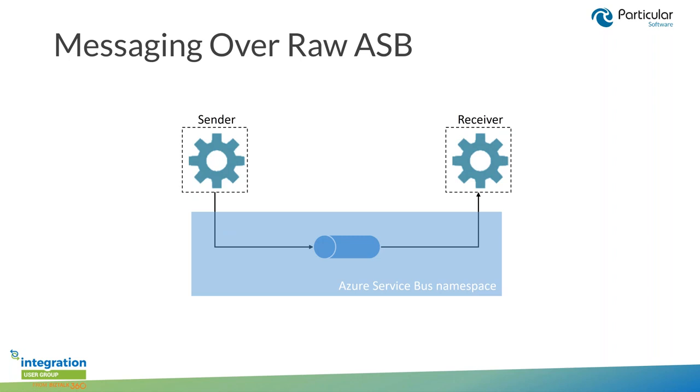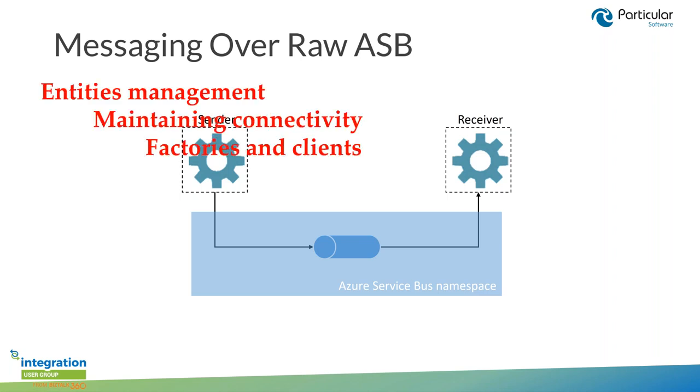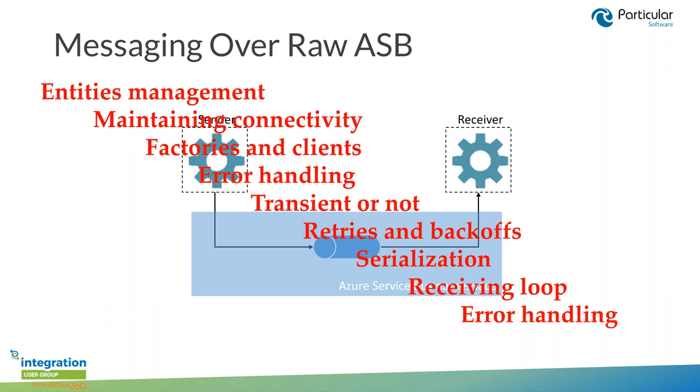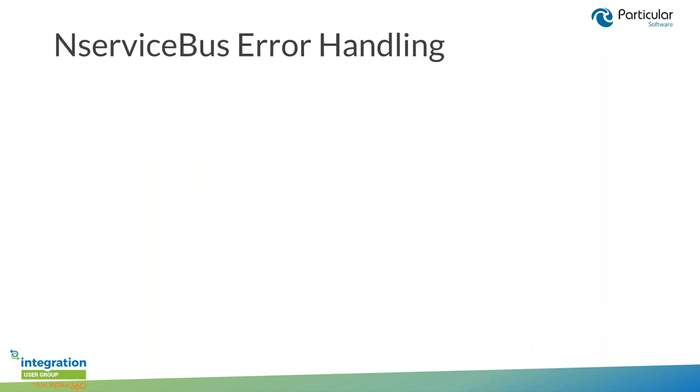So, just a quick run: what happens when you use raw Azure Service Bus, right, without any tooling? You have a sender, you have a receiver, you have an Azure Service Bus namespace with the entities, let's say a queue in this scenario, and the communication between the two. And you need to handle entities management, you have to look into the connectivity, the factories and the clients, the error handling that can be transient or non-transient exceptions. You need to look at the retries and backoffs, serialization issues potentially, either an issue with the receiving loop or error handling that is user error handling, and on and on. A multitude of various reasons why an endpoint can fail.